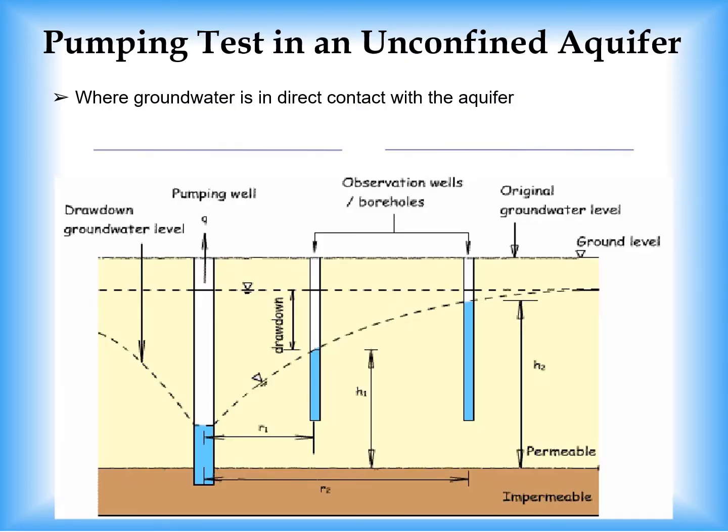Pumping test in an unconfined aquifer, where the groundwater is in direct contact with the aquifer. Alright, so how do we know which one is confined and which is unconfined? For unconfined, you have the impermeable layer at the bottom, and you don't have an impermeable layer at the top.